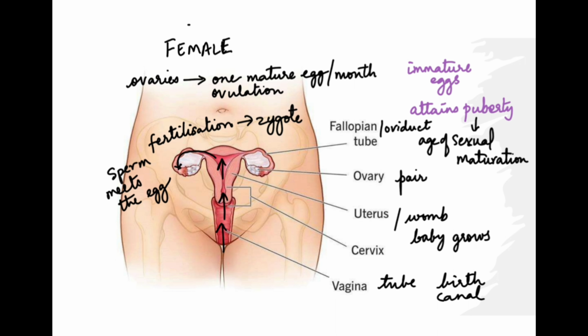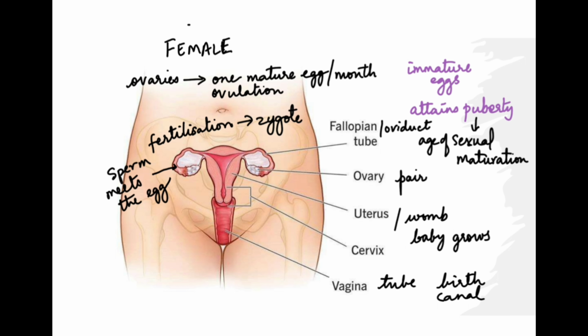Females are already born with thousands of immature eggs. When females attain puberty, they begin to release one mature egg per month. This is known as ovulation. The lining of the uterus begins to thicken and the blood supply to the uterus is increased in order to nourish the growing embryo if fertilization happens.